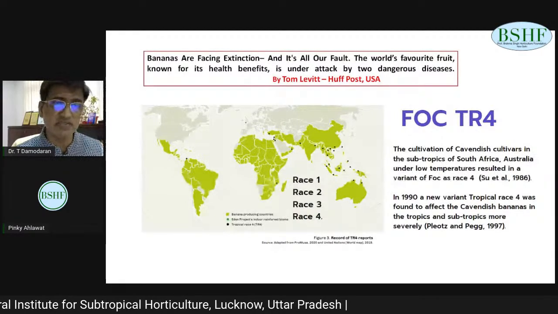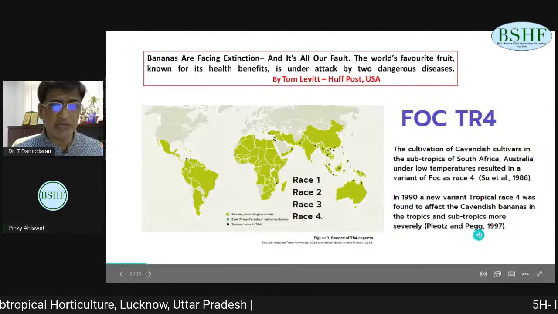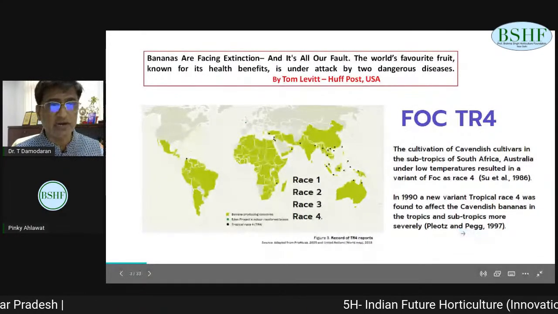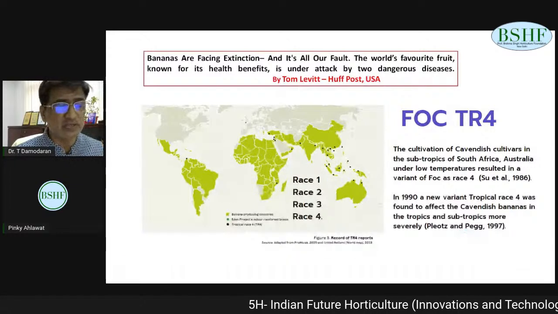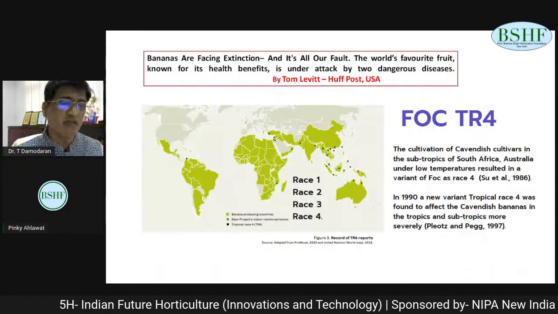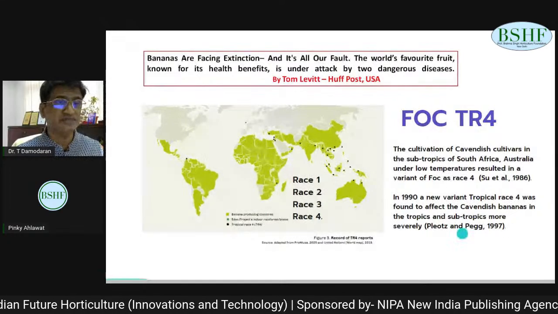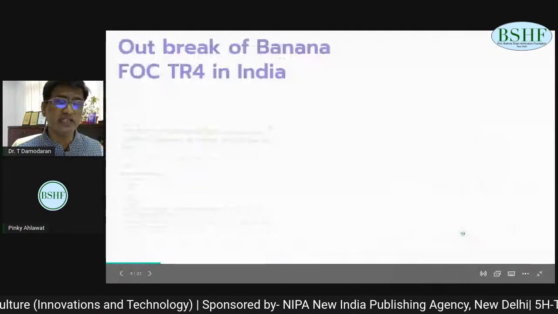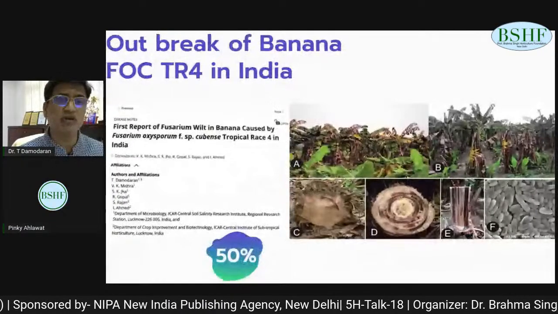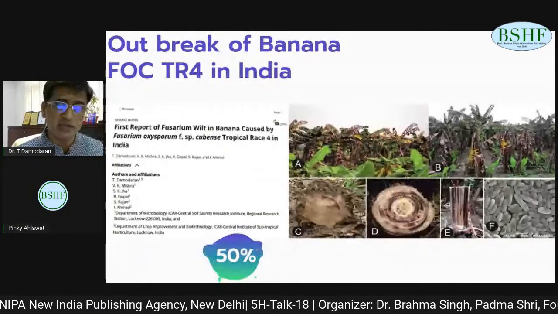Now the question comes, why should we bother? Why should the subtropical people of India bother about tropical race 4? Yes, because it didn't leave India alone after 2018. We thought we didn't have any tropical race 4 incidents, but unfortunately, tropical race 4 was witnessed in the year 2019 in the Sohawal block of Ayodhya district in Uttar Pradesh.